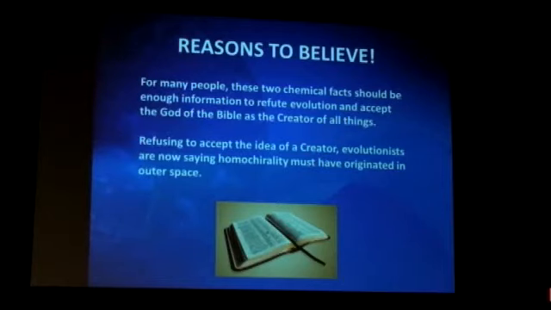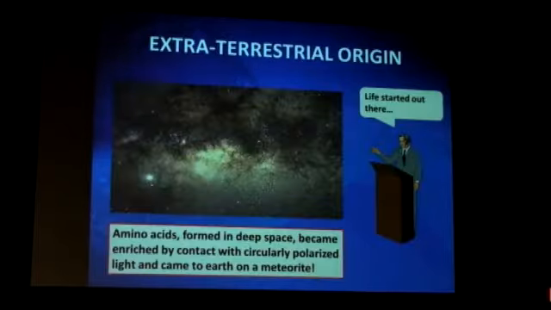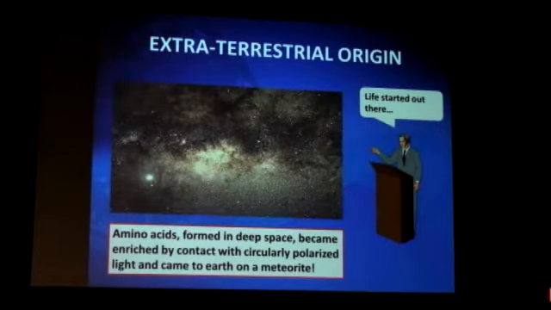But unfortunately, most evolutionists are still unwilling to accept the idea of a creator God, and they have now taken their search for homochirality into outer space. Now they're saying that amino acids were formed in deep space. They became enriched by contact with circularly polarized light, as it was passing on a meteorite, and then that meteorite came to Earth, bringing those enriched amino acids to Earth. That's the basis for their theory of how it originated in outer space.